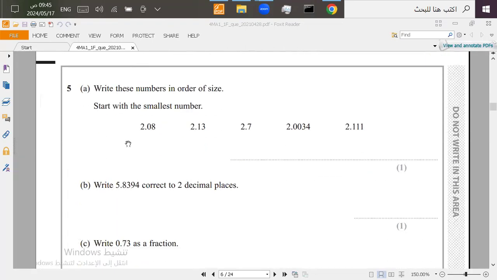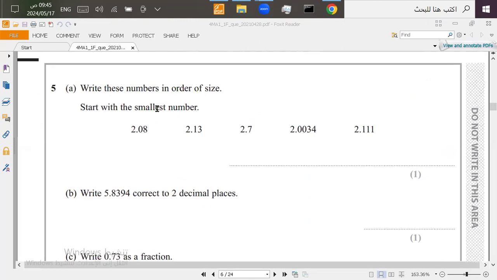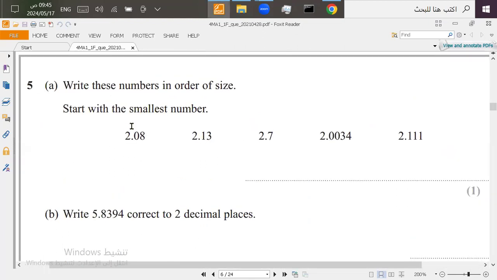Question 5. Let's write these numbers in order of size. Start with the smallest number. So we need to start with the smallest number and put them in order. Now, when we take a look at the numbers, we notice that all of them start with a 2. Because all of them start with a 2, I'm going to skip the 2. So I'm not going to look at the 2 anymore. I'm going to look at the number after the decimal point now, and then put them in order using this number. There are two methods.